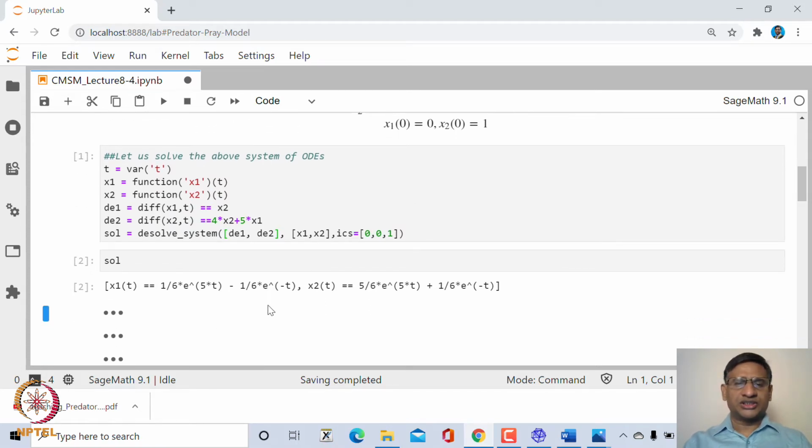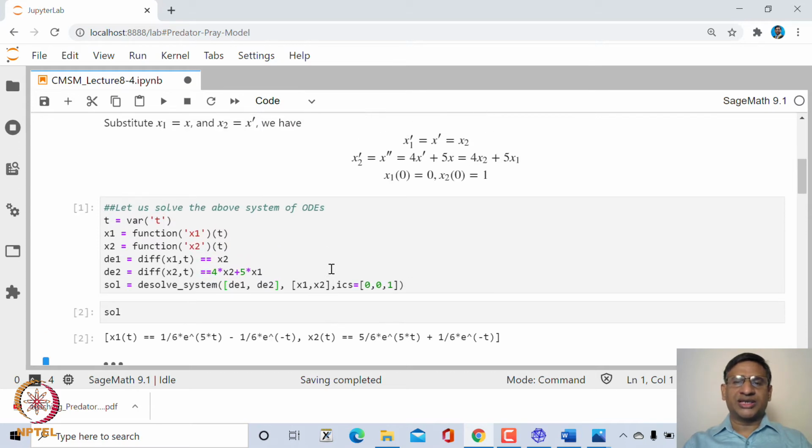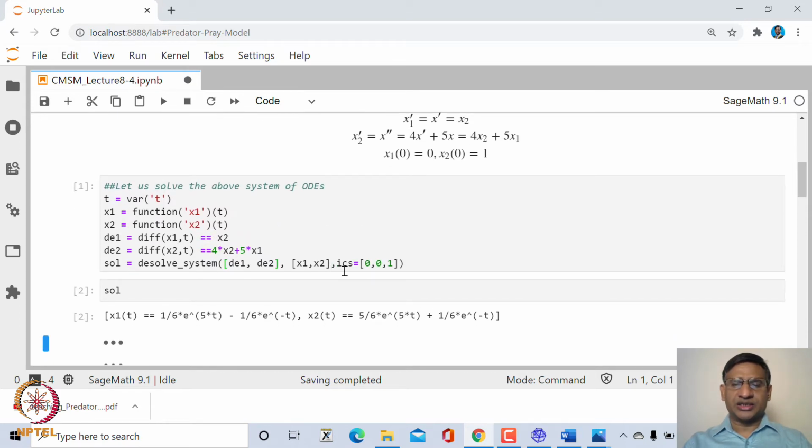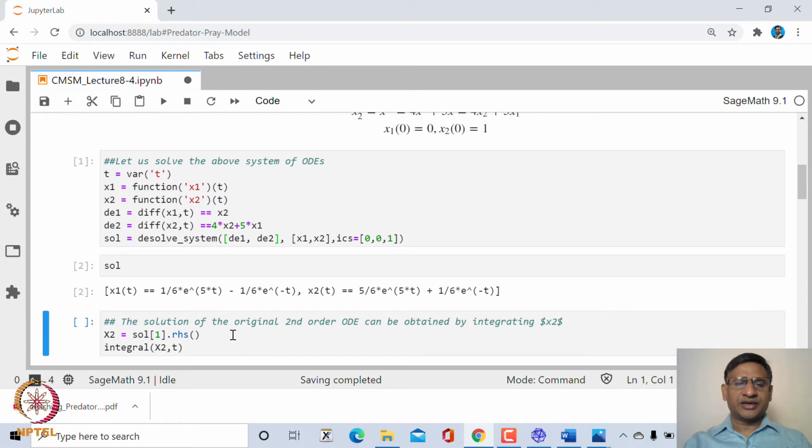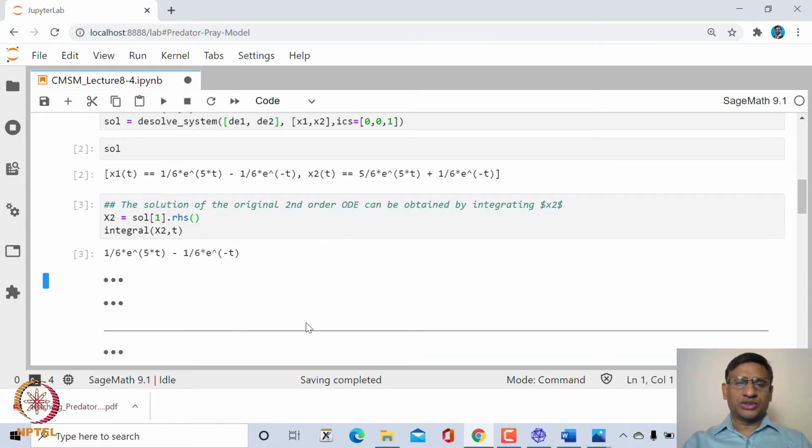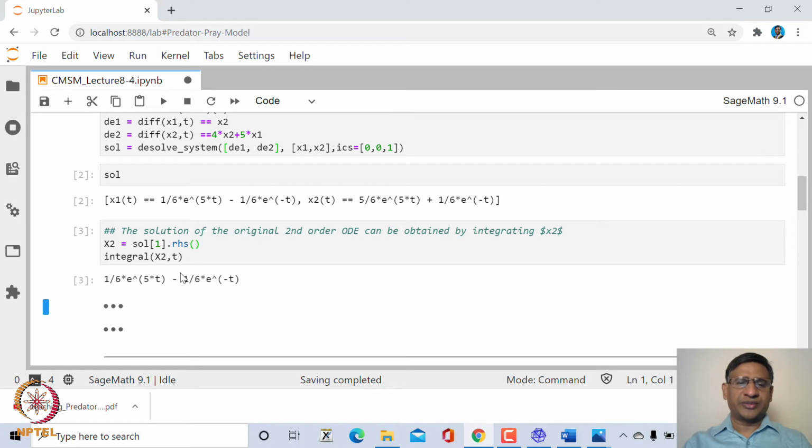Now, in case you try to get the solution from x2, since x2 is x dash, the integral of x dash will give me x. So, therefore, if we integrate x2 we will get the solution, right. So, this is again the same as x1(t), which is x(t).